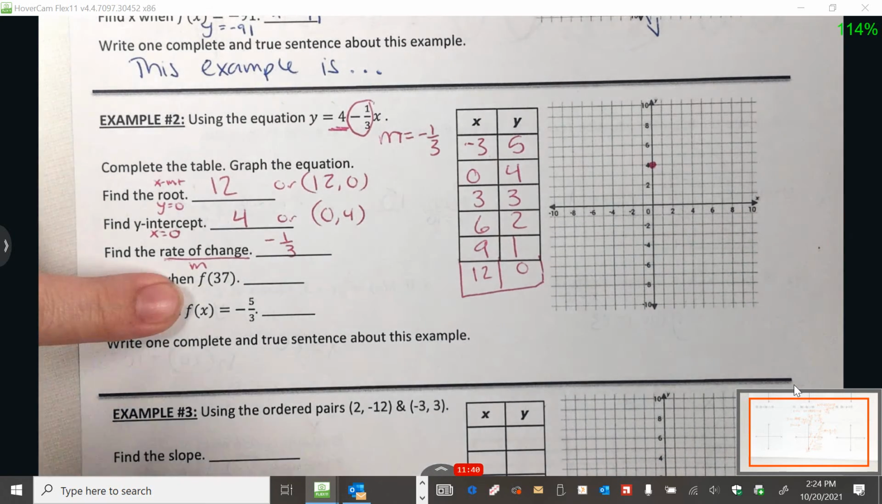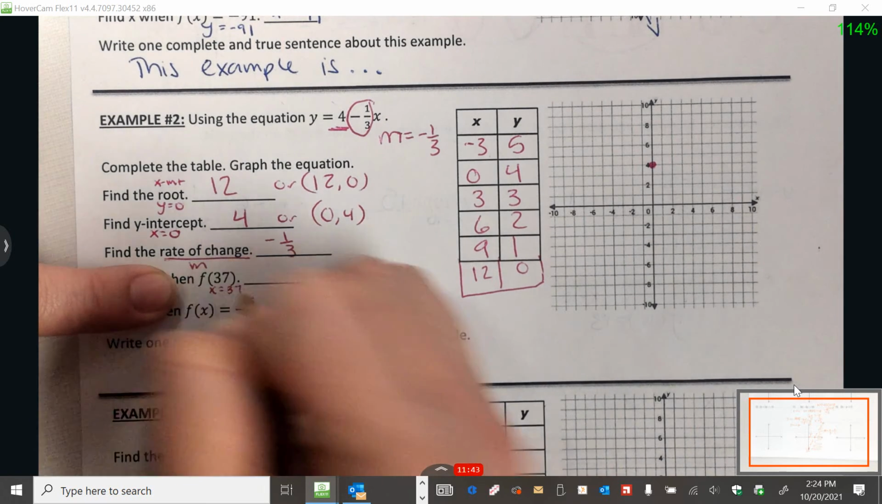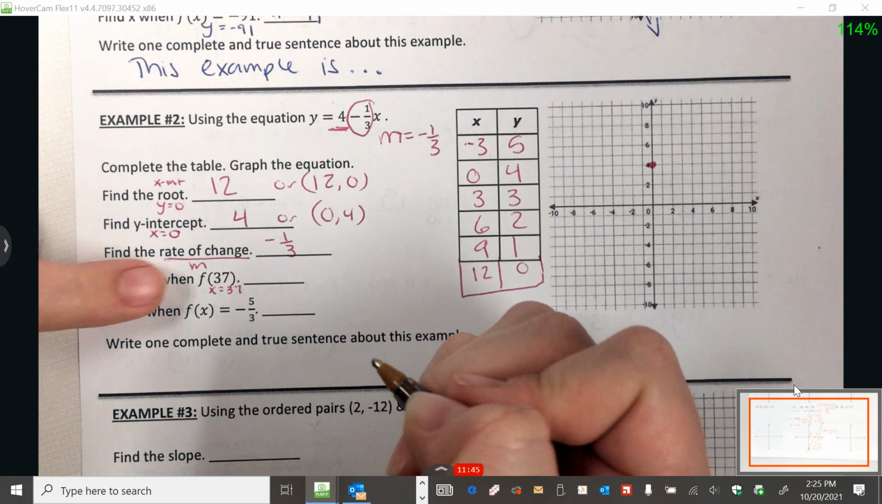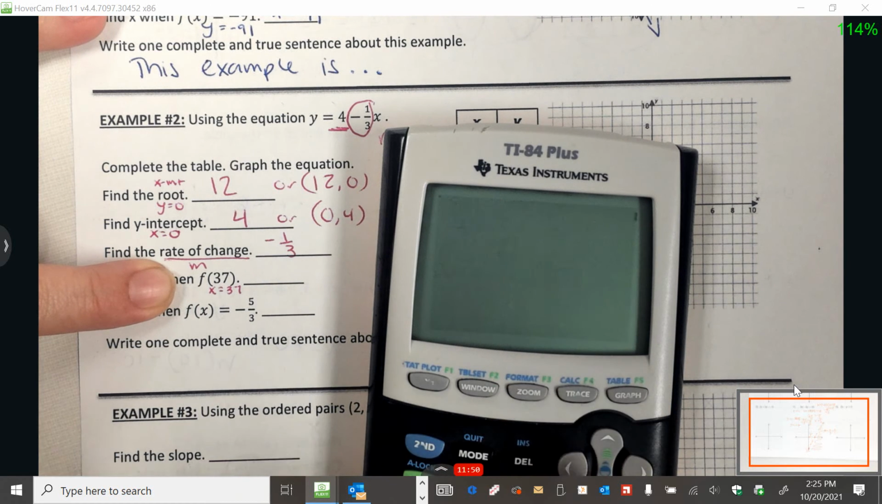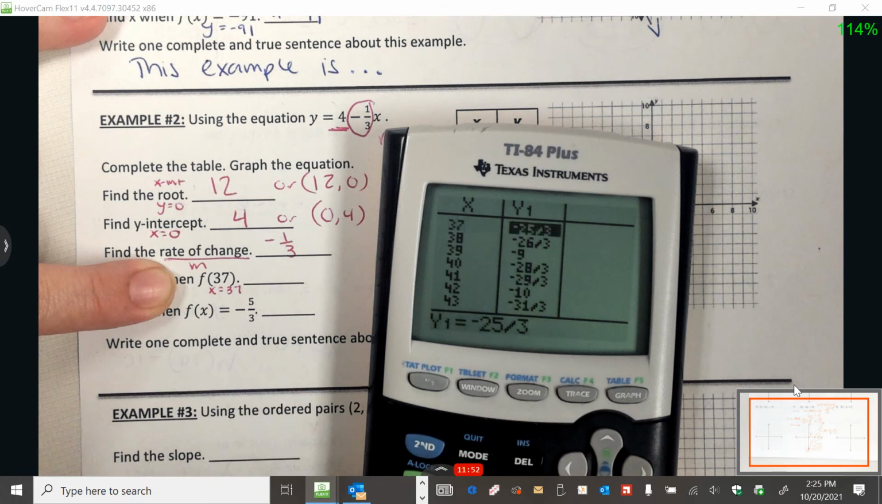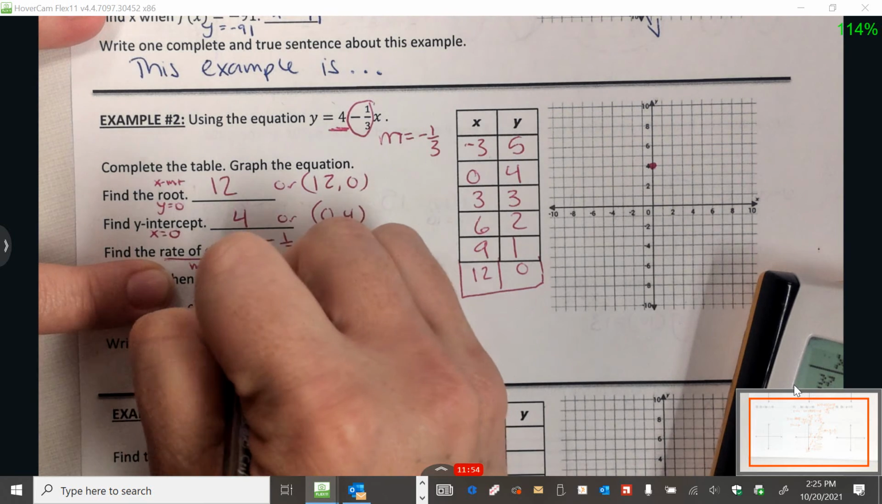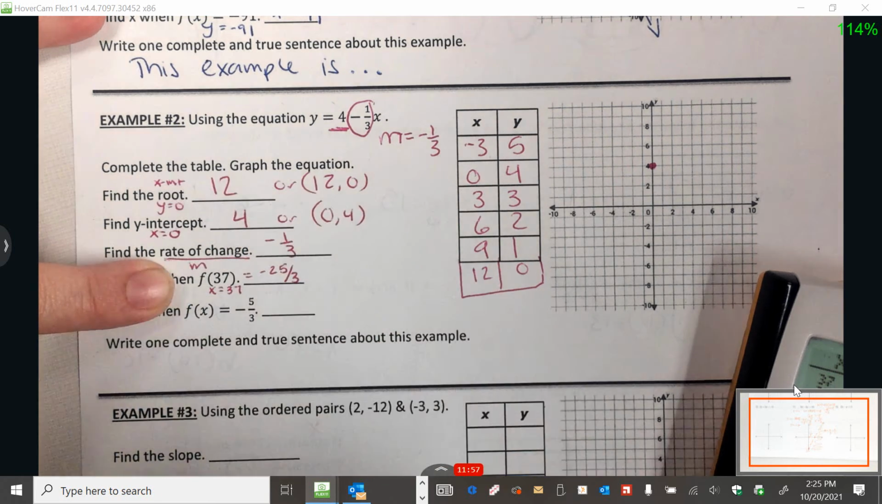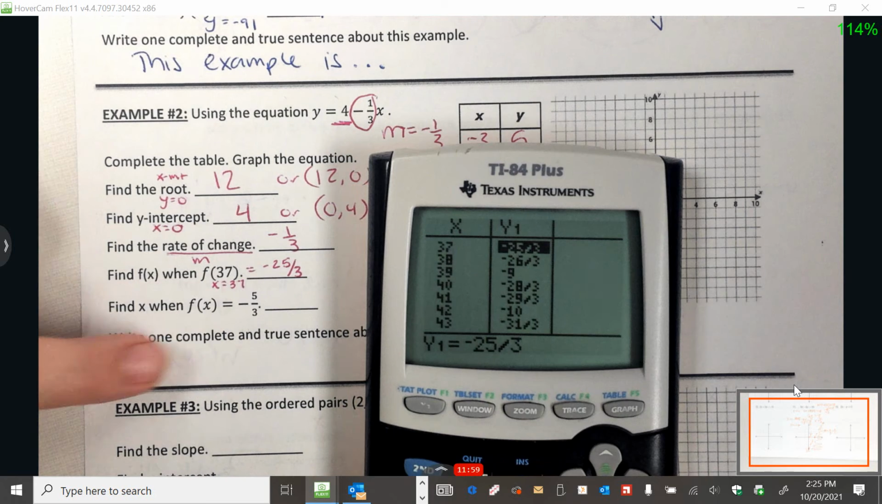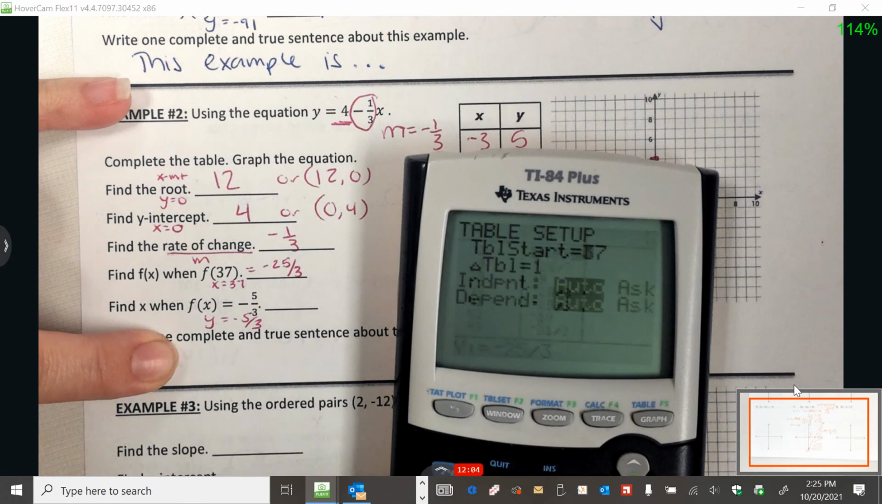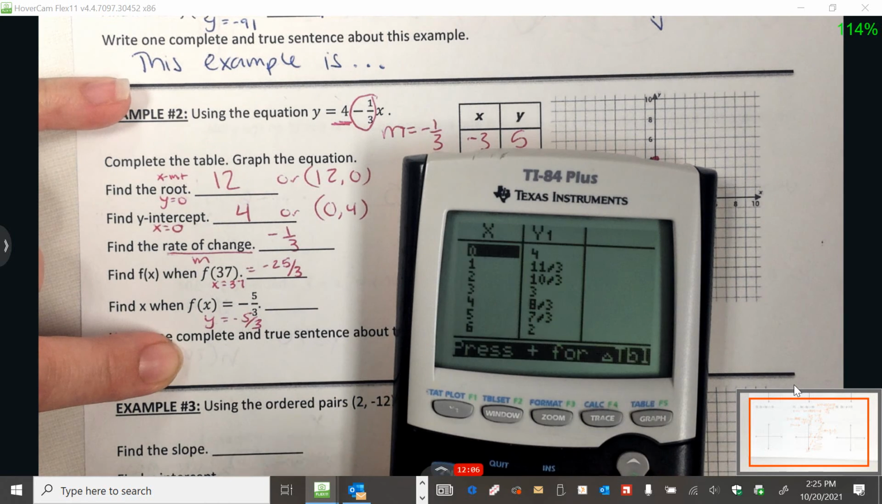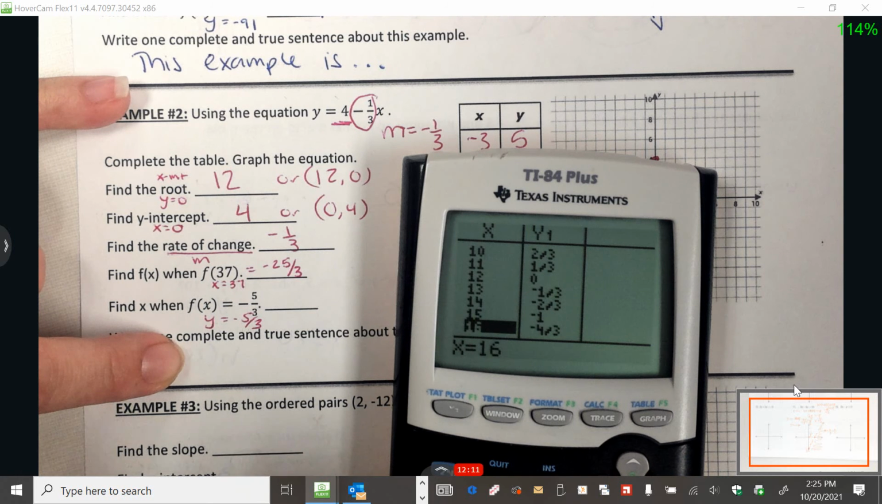Okay. Find f of 37. Well, x equals 37. So I'm going to go to my calculator and go to where x is 37. So that's negative 25/3. Okay, then I'm looking for negative 5/3, and this is y equals negative 5/3. So I'm going to go back to 0. I need to go to negative, so that's going to be down here. Negative 2/3, negative 4/3, negative 5/3 is at 17.